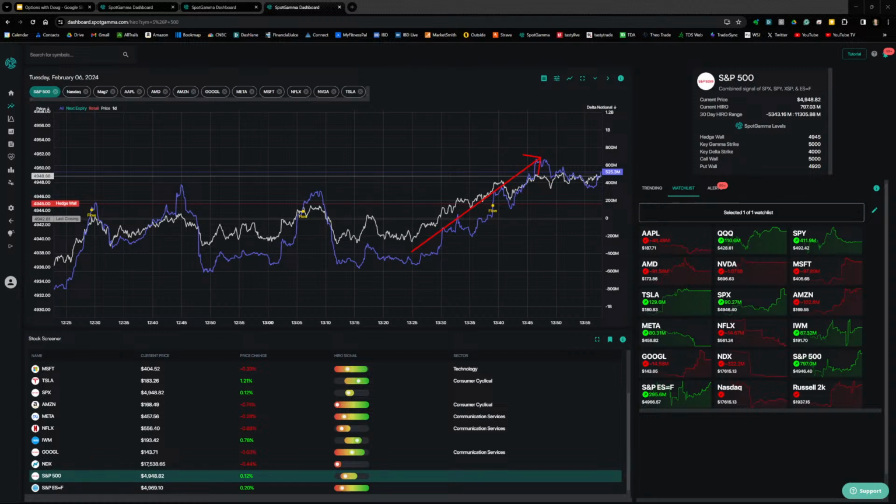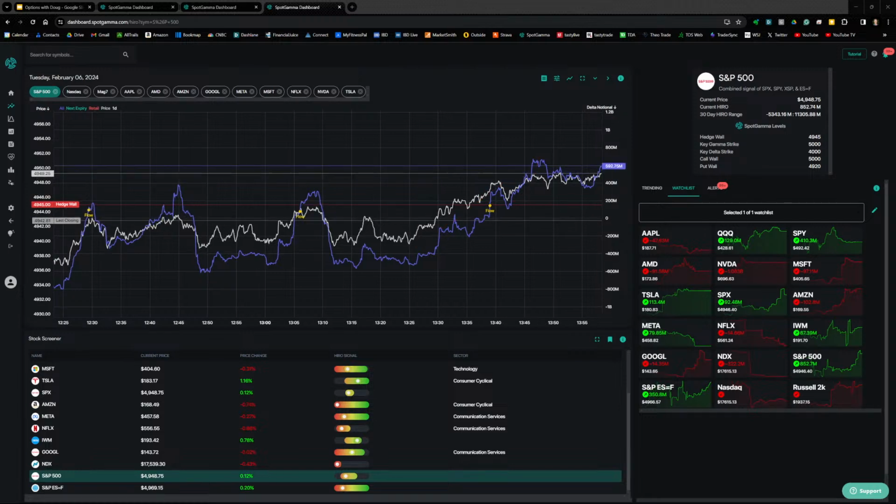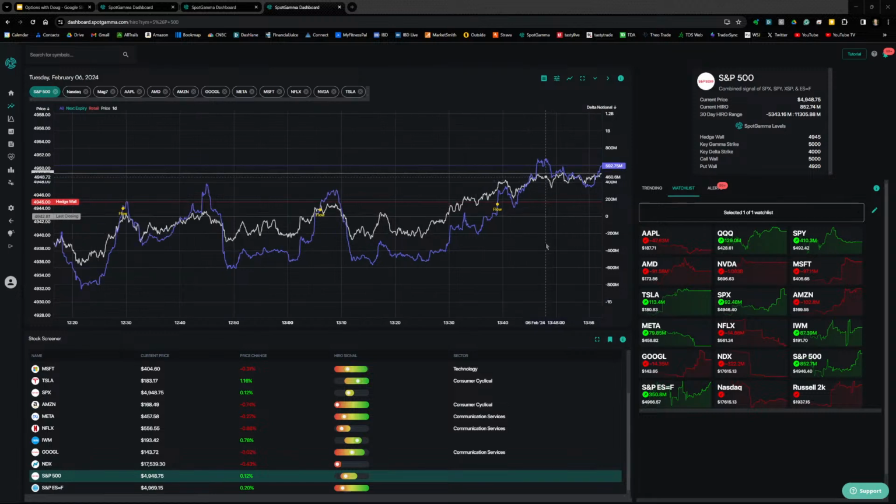And this HERO signal is a combined signal of SPX, SPY, XSP, and ES futures. So Spotgamma is combining options trades and market maker hedging activity in all those instruments to display on this chart. So this is the most complete picture of options trades and market maker hedging activity in the S&P 500. This is the chart for the day.